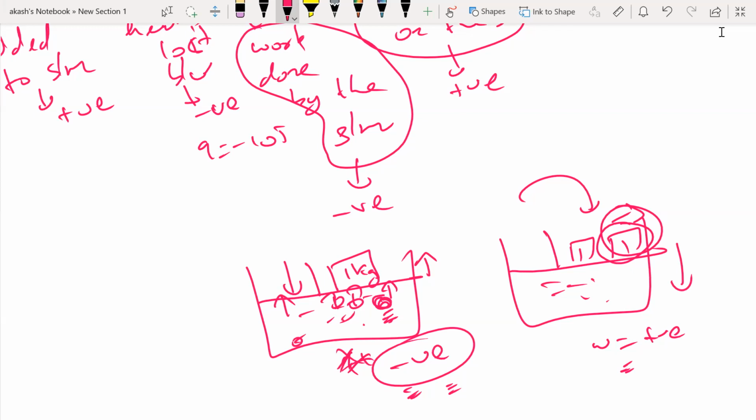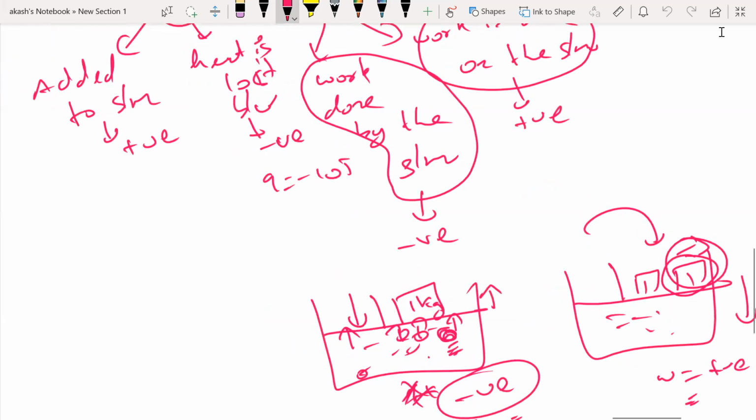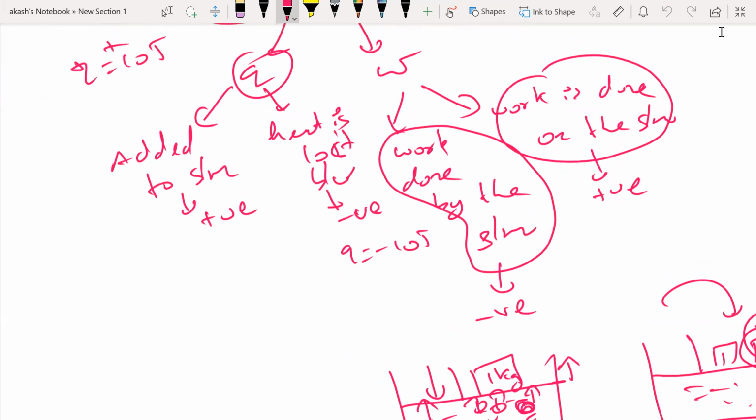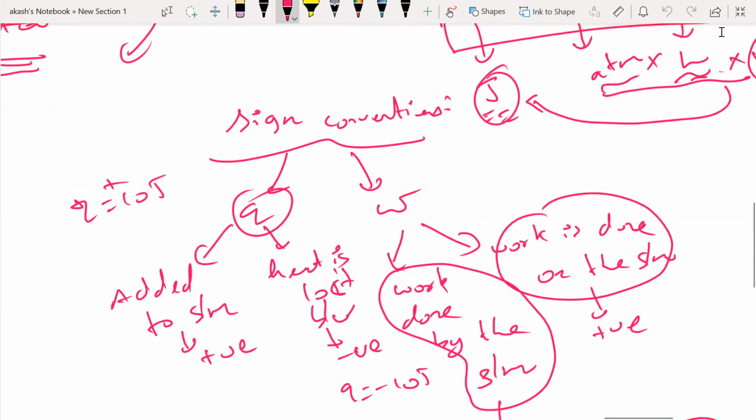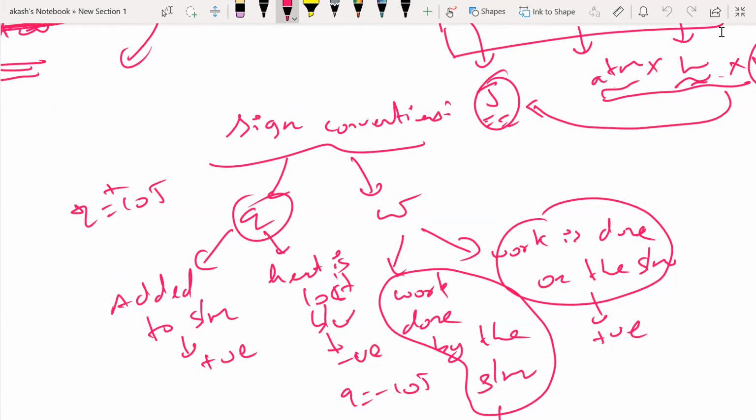But both are correct. There is only convention, right? It's all about how people have been following, and we are following that. That is what is convention, tradition. So we always take work done by the system is negative, work done on the system by the surrounding is positive. This is what we always take. Okay, and regarding your Q, we say that heat added to system is positive, heat lost by system is negative. Okay, so these two sign conventions we have to very strictly follow.